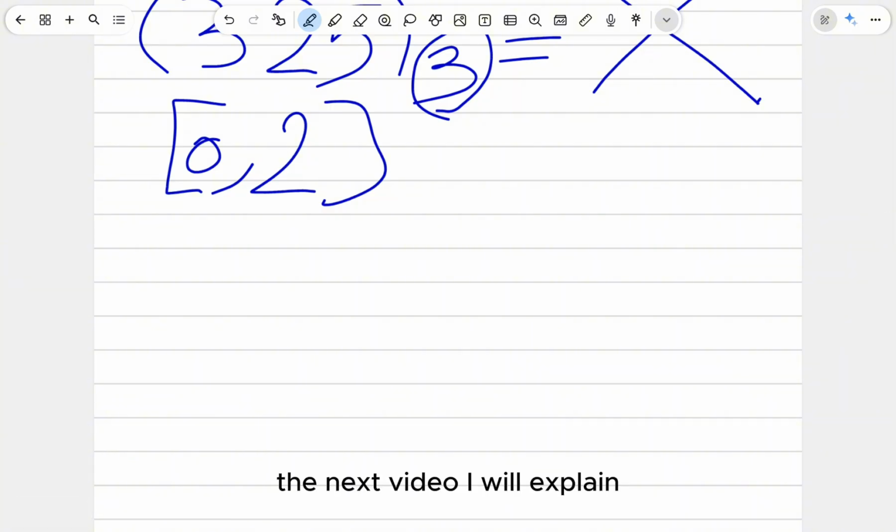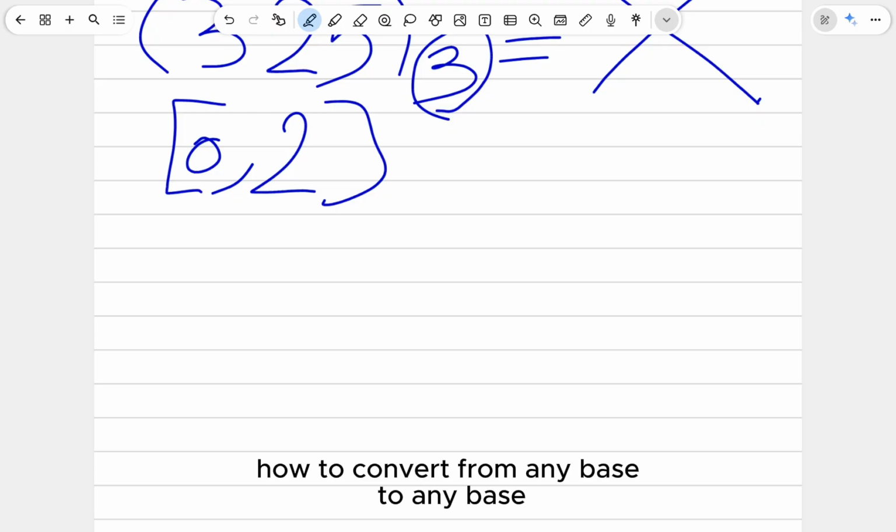In the next video I will explain how to convert from any base to any base.